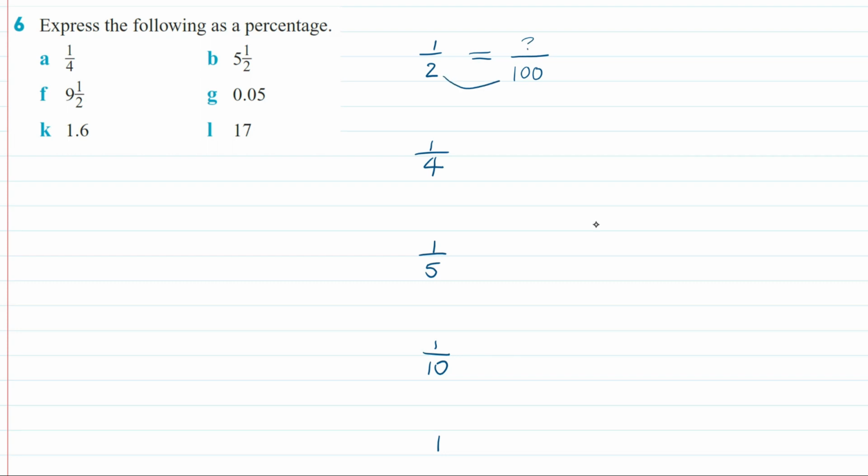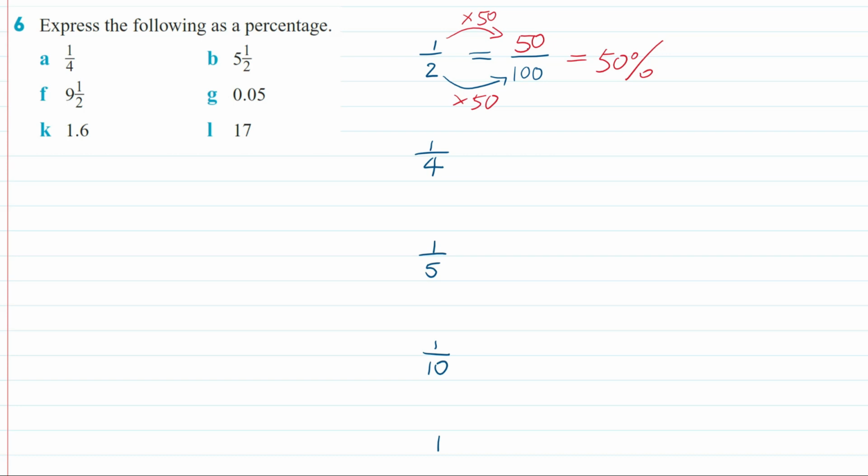Now, in order to come up with an equivalent fraction, you have to perform the action of either multiplication or division. So 2 times a number gives us 100. And what would that number be? Yep, it is 50. So I can do the same thing at the top. Times 50. 1 times 50 is equal to 50. So our final answer is 50%. So that's how we came up with that answer.